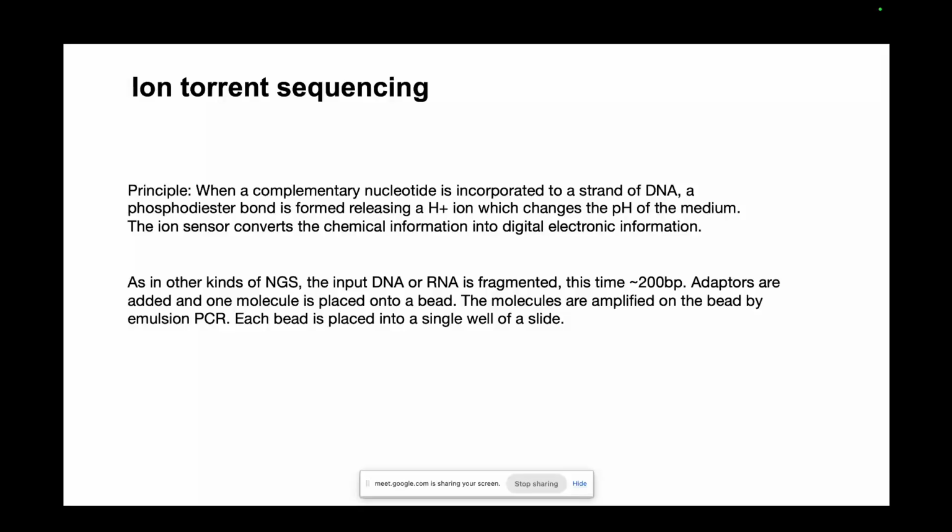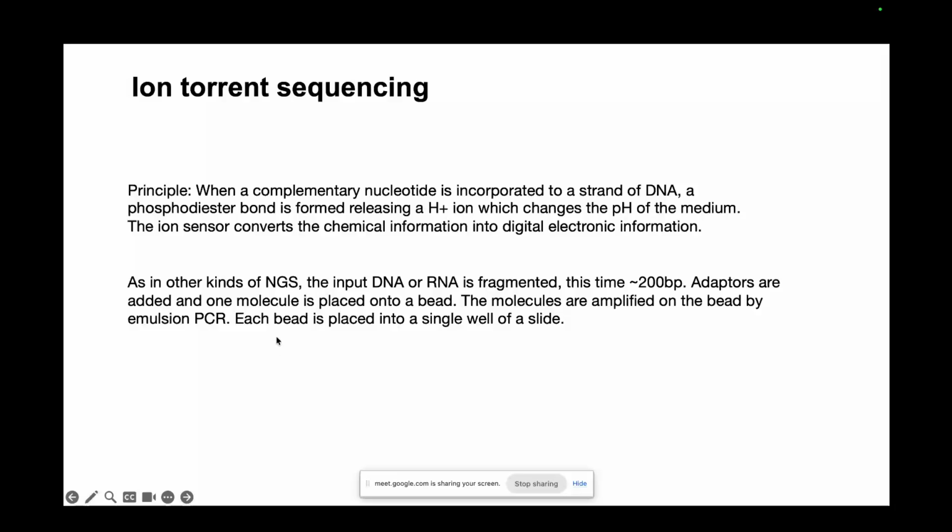So yeah, that was mostly all the discussion that I had with respect to pyrosequencing. The next type of sequencing that we are going to talk about is ion torrent sequencing, right? Here, the idea is very similar to newer long read technologies like ONT, in terms of detecting the base. When a complementary nucleotide is incorporated into a DNA, a phosphodiester bond is formed, releasing a hydrogen ion, which will change the pH of the medium. The ion sensor converts this chemical information, how much the pH has changed, into digital electronic information, which will tell you what base has been incorporated.